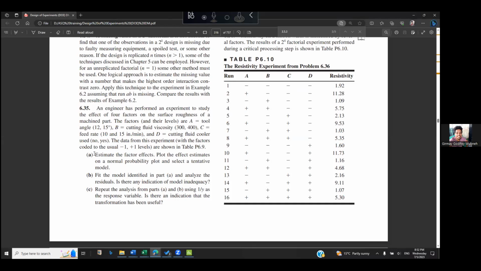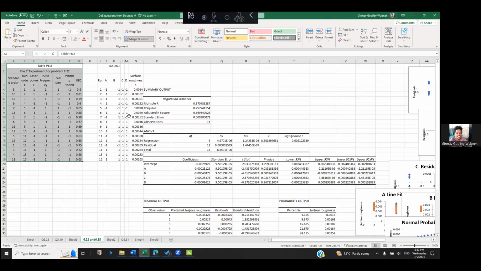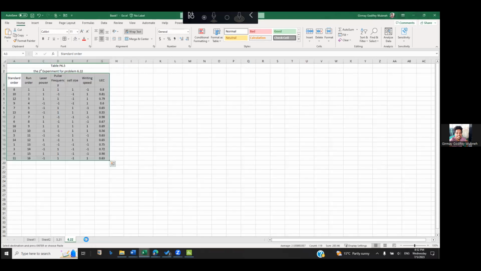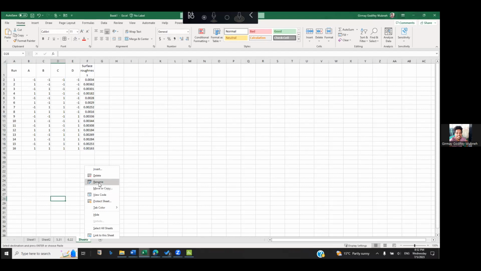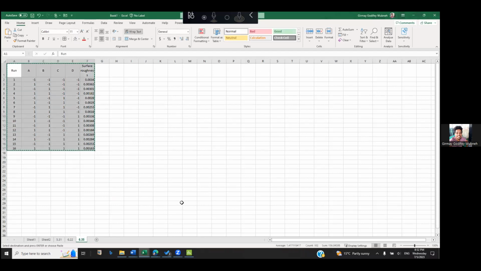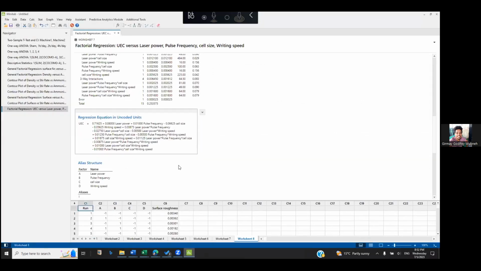So 6.9, I think, is the table. So the cost is interesting. 6.35. So the data analysis in Minitab shows the criteria.